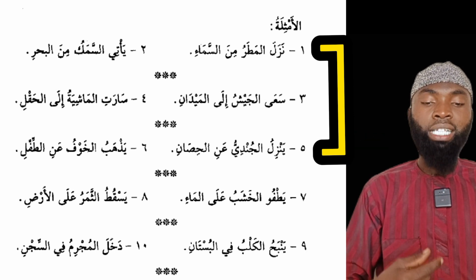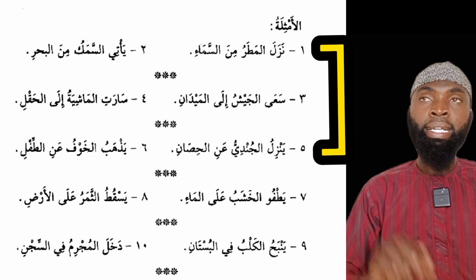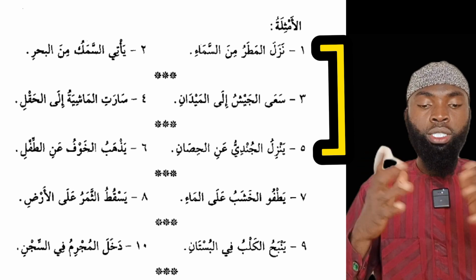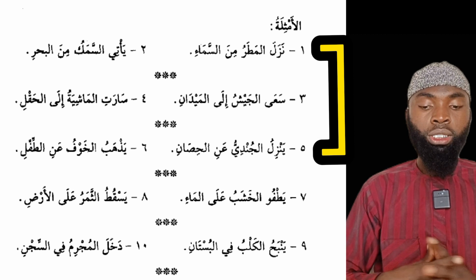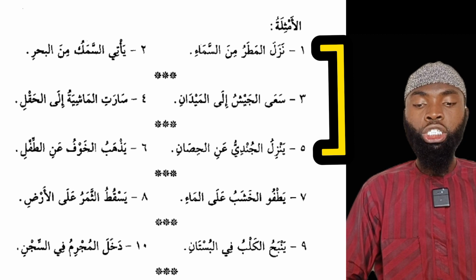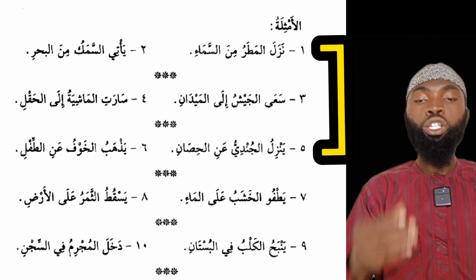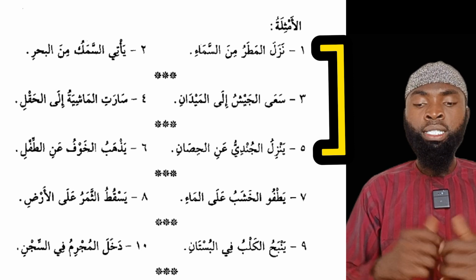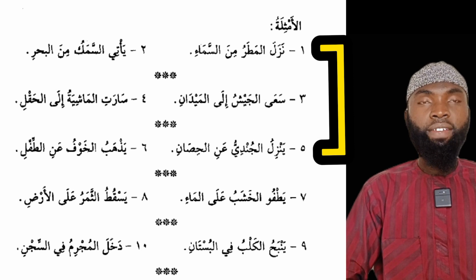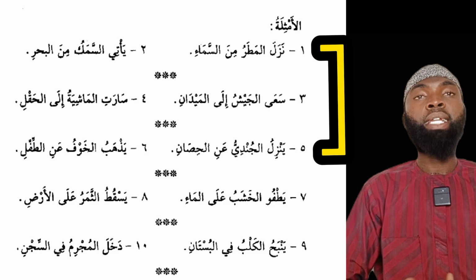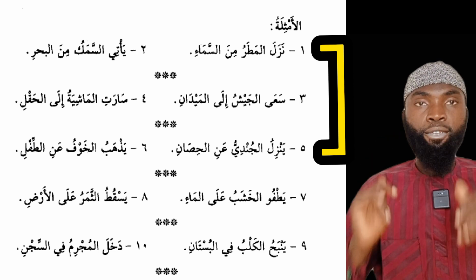Number three, we have sa'al jayshu ila al-maidan. The army ran to the field. Number four, we have saratil mashiyatu ila al-haqli. The cattle walked to the farm. Number five, we have yanzilul jundiyu anil hisan. The soldier is descending from the horse.